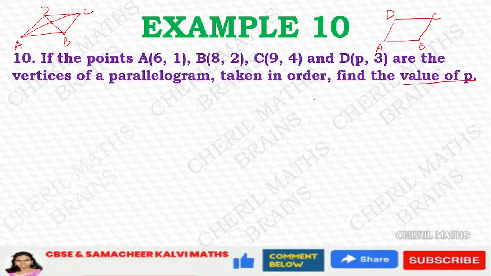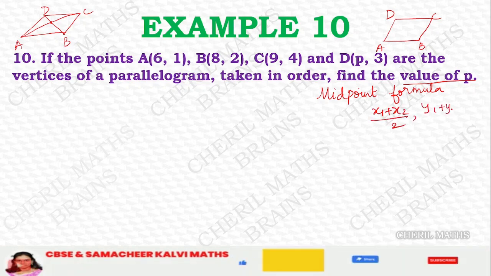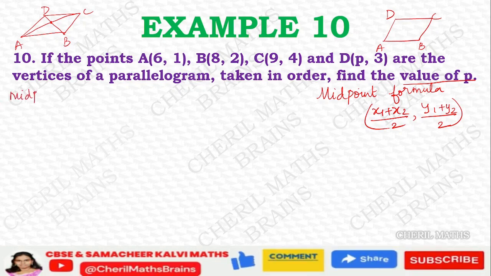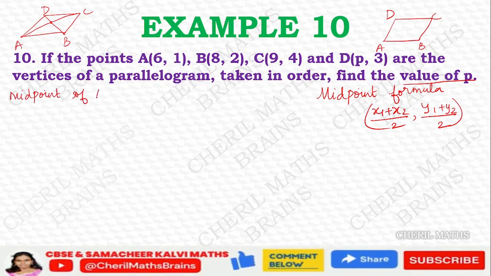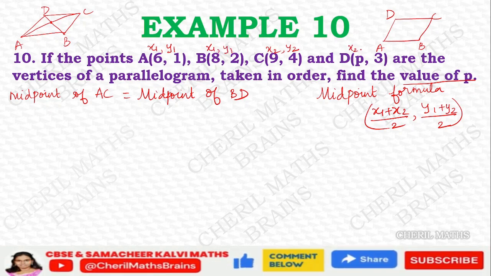So now here we are going to use the midpoint formula. So what is the midpoint formula, children? It is (x1 plus x2) by 2, comma, (y1 plus y2) by 2. Here we are going to find the midpoint of AC and the midpoint of BD. So the midpoint of AC is equal to the midpoint of BD. For AC, we'll have this one as x1, y1 and this one as x2, y2. For BD, we can have this one as x1, y1 and this as x2, y2.